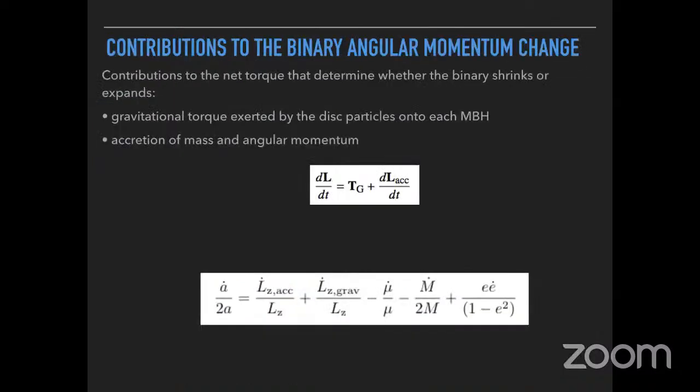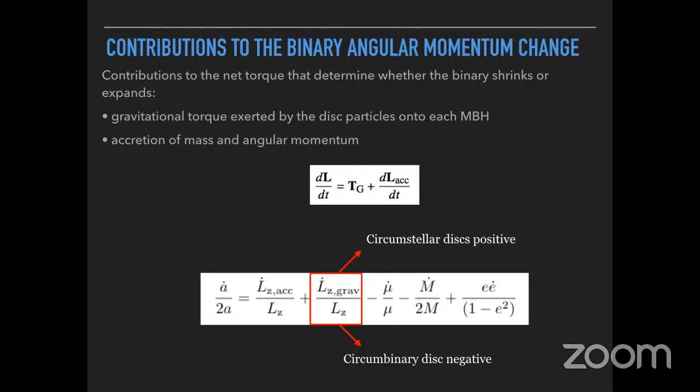Basically, the two contributions to the angular momentum evolution of the binary are the gravitational torque exerted by the disk particles onto each black hole, and the accretion of mass and angular momentum. So you can simply write the angular momentum conservation equation, where L is the angular momentum of the binary, Tg is the gravitational torque, and Lac is the accretion contribution.